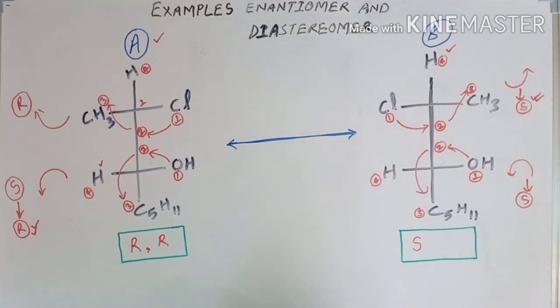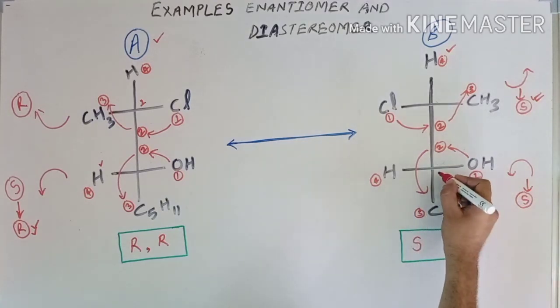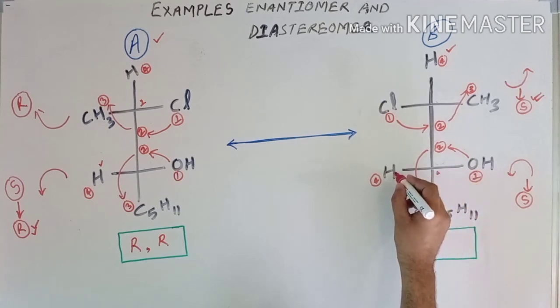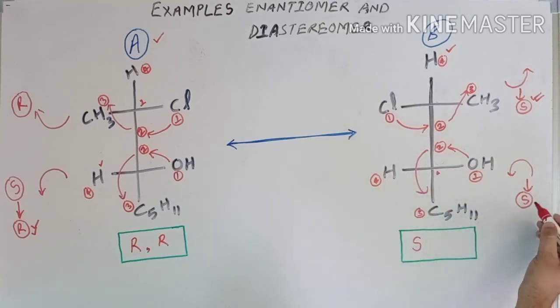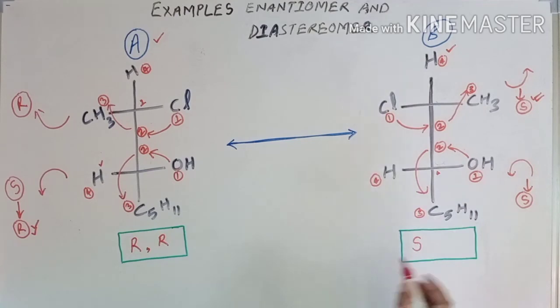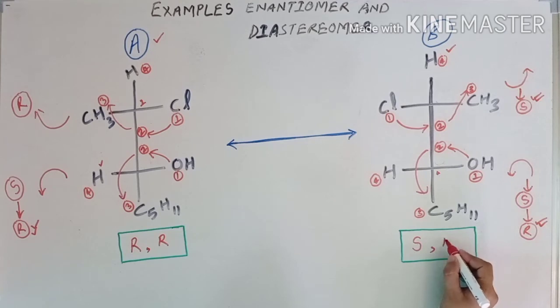Now we have to see the lowest priority group on this carbon. On this carbon, the lowest priority group is what? Hydrogen. Its position is horizontal. So if lowest priority group is on horizontal position, the configuration reverses, flips or changes to R. So R is actually the final configuration. So this second carbon has which configuration? R. Now in this session, we first find out the configuration of chiral carbon amongst these two molecules A and B.